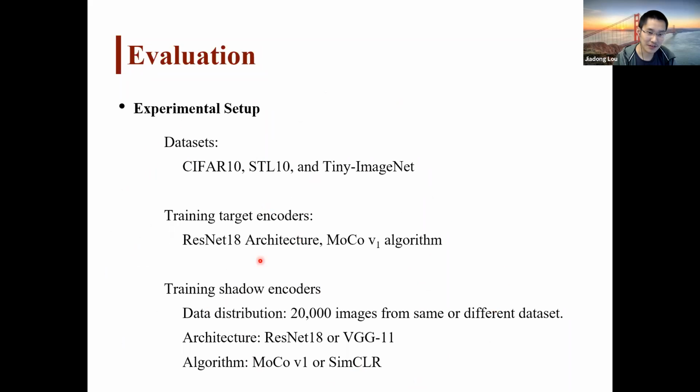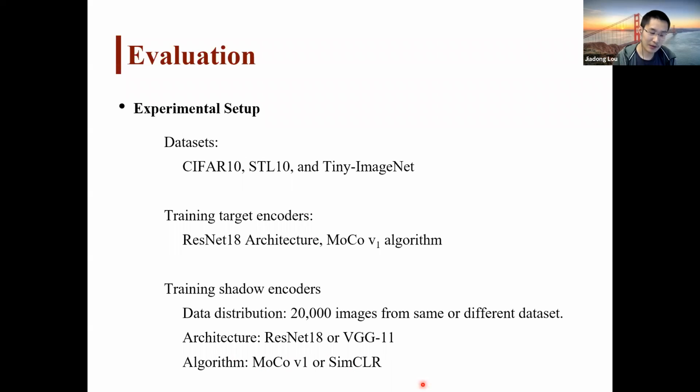So that is the experimental setup. If they know the data distribution, they will use 100 images from the same one. If they don't know, they will use a different data set. If they know the architecture, they will use the same one as the target model. If they don't have this knowledge, they will use VGG11. And for the algorithm, the target uses MoCo version 1. If they don't know, they will use SimCLR.